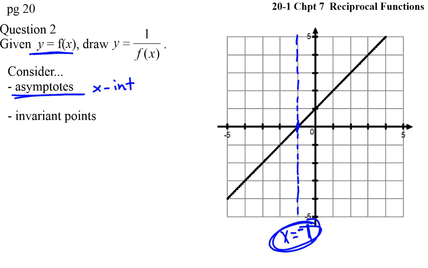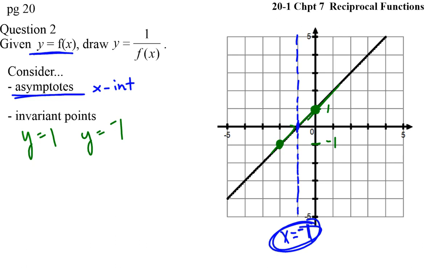Our invariant points, again, happen where y equals 1 or y equals -1. So when y is 1, well, there it is. On this graph, there's y equal to 1. At y equals -1 on this graph, there's our point there. So here's the point on our function where y is equal to -1. Here's the point on our function when y equals 1. Those points, our reciprocal graph has to go through.